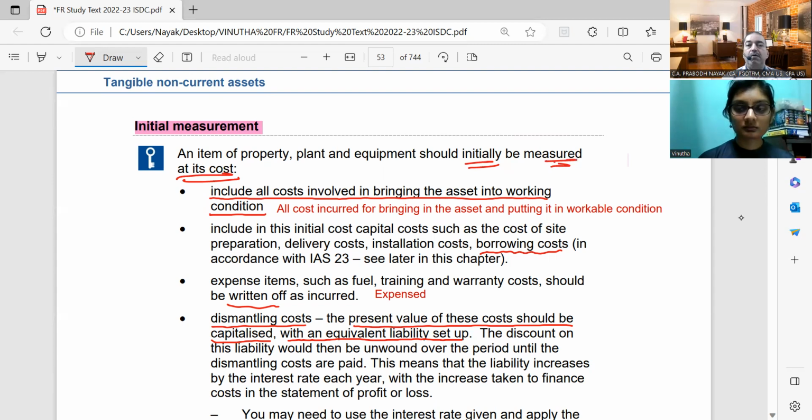First, purchase price. The price that you have paid for purchasing the asset. Second, all the direct cost that is included for bringing the asset up to the factory, up to the office, and putting it into workable condition. So transportation cost, installation cost. Suppose you have painted the asset, then the painting cost. Suppose you have made some alterations to the asset, then the alteration cost. So all the direct expenses which are involved for bringing the asset and putting it into workable condition.